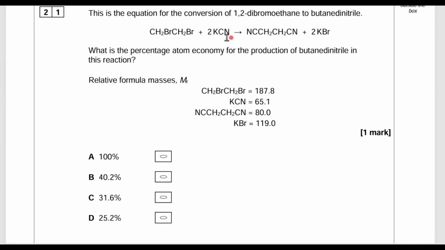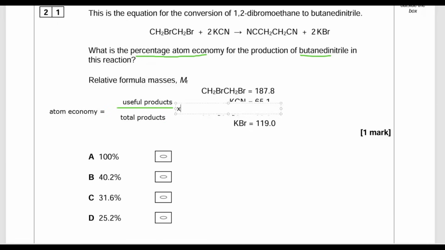21. This is an equation for the conversion of 1,2-dibromoethane to butanedinitrile. What's the percentage atom economy? So what we're going to do here, pause the video, have a go with a pen and paper, is we're going to use atom economy, and that's basically useful product over total Mr of the products. So it's kind of useful products over total products. You could do it as mass or whatever.